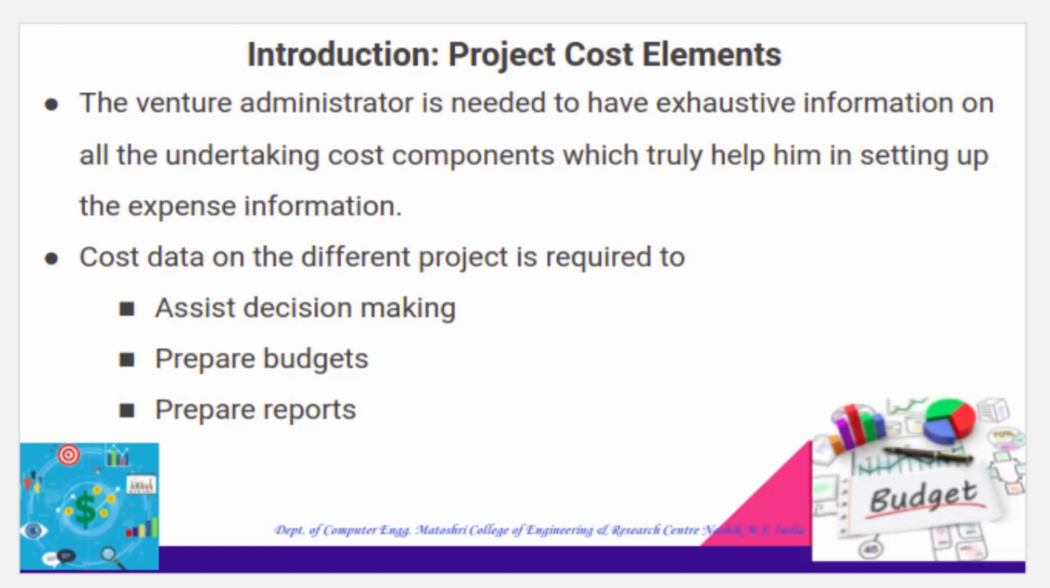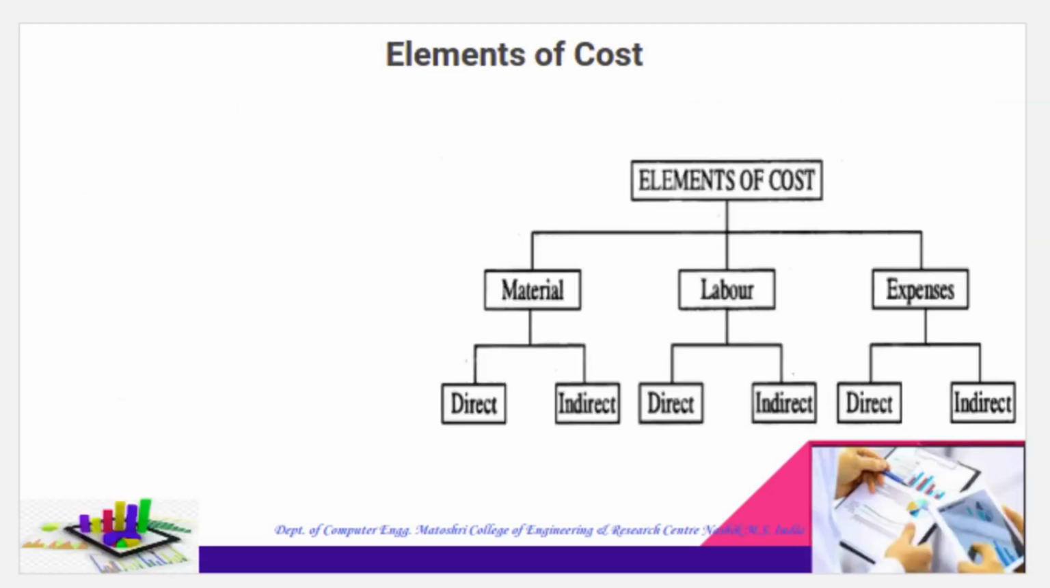Next, we will see certain elements of cost. There are three basic elements of cost. First one is material, then labor and expenses. All these three elements are further divided into categories like direct and indirect. The direct cost is also known as the prime cost, which is the sum of the direct material, direct labor and direct expenses. Indirect cost is known as overheads.